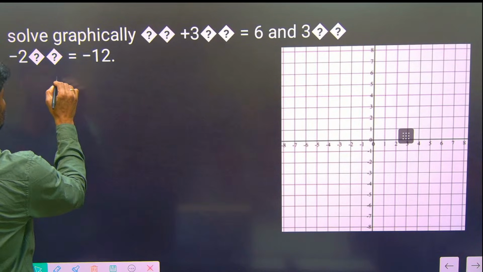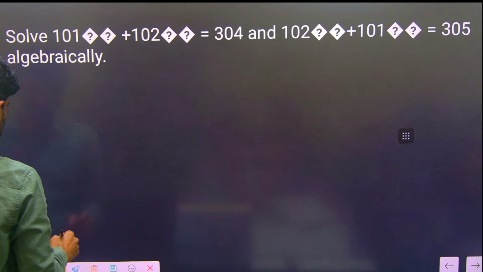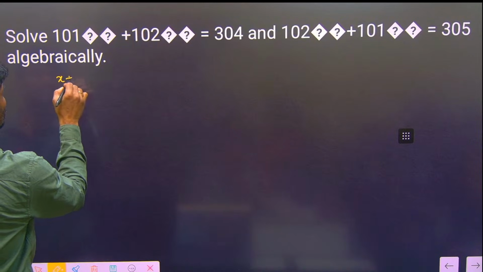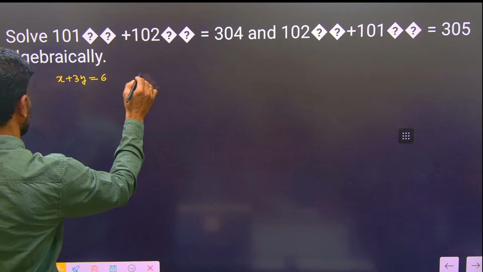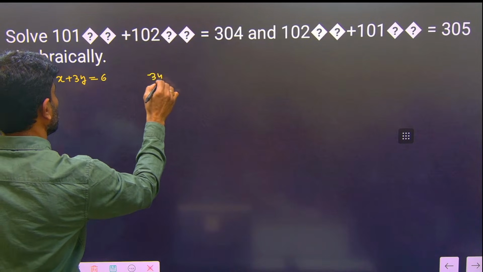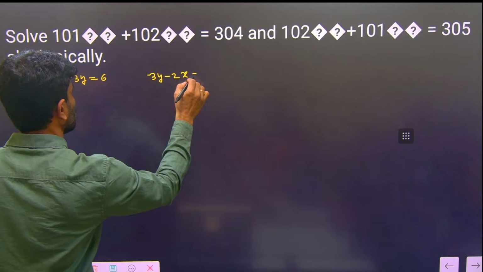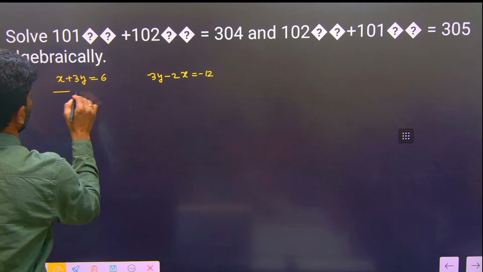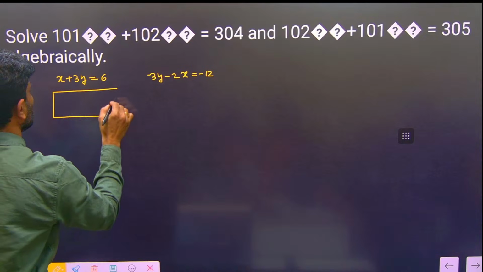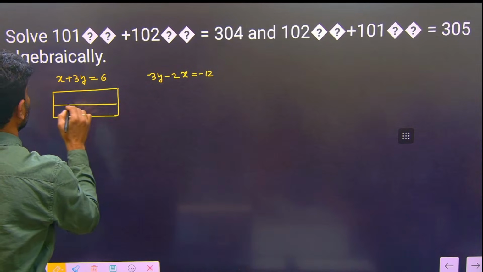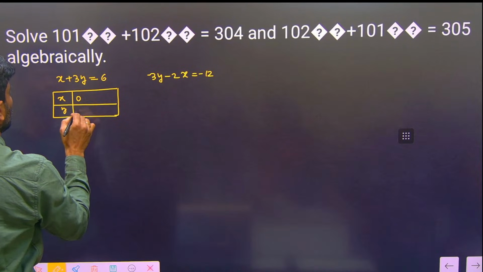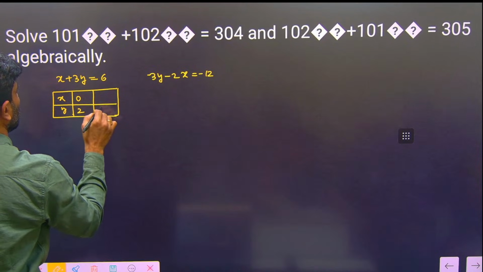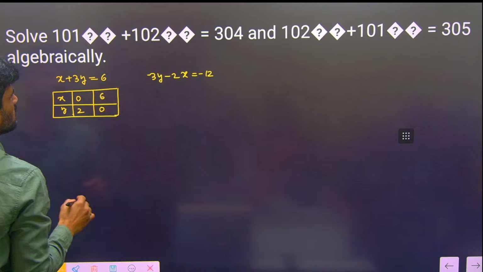One is x plus 3y is equal to 6. And the other is 3y minus 2x is equal to minus 2. What we got here, first one: point, x equals 0 we took, y we got 2; y equals 0 we took, x is equal to 6.